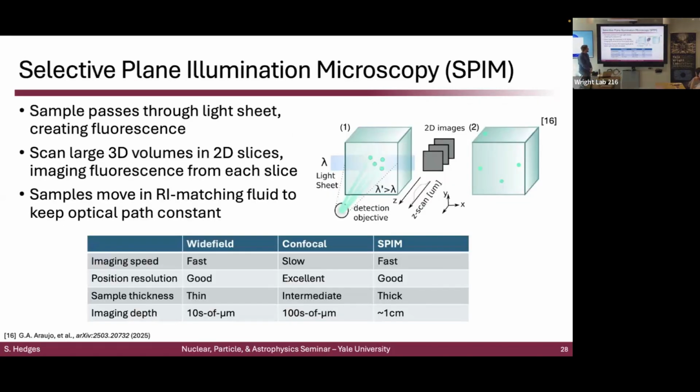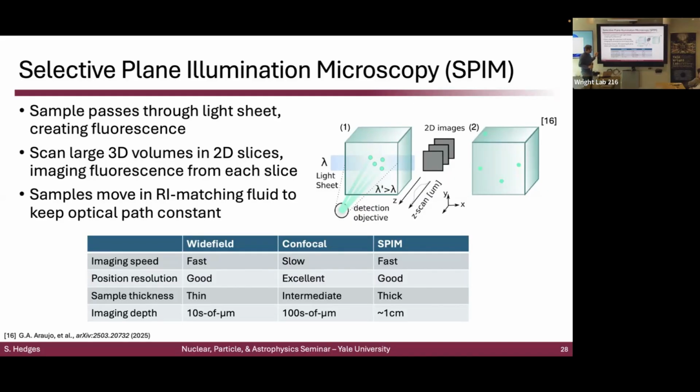So instead, what we're focusing on is called SPIM, or selective plane illumination microscopy. With this, we essentially have a light sheet, and our sample passes through that sheet. As the sample moves, we take pictures of the fluorescence in each slice, and this allows us to image 3D volumes of material. The samples are in a fluid that matches the index of refraction, so the optical path doesn't change as we move the sample away from the camera.